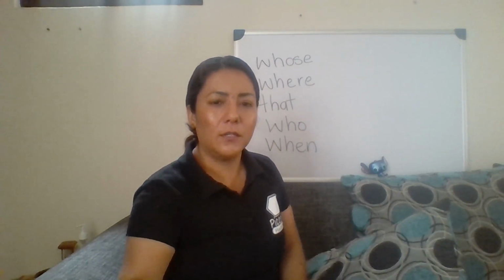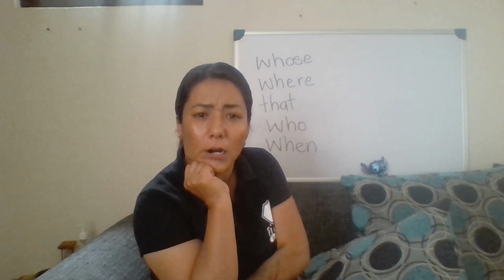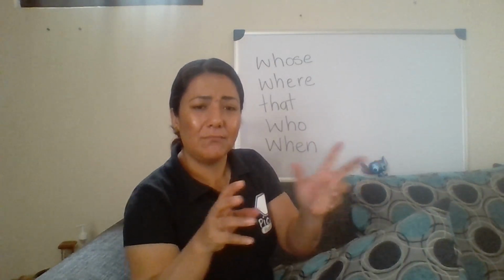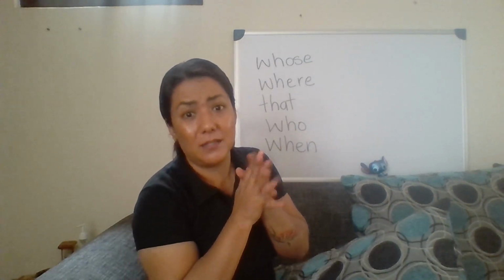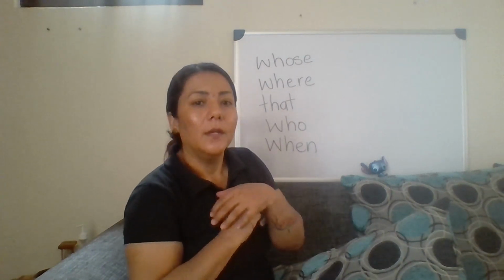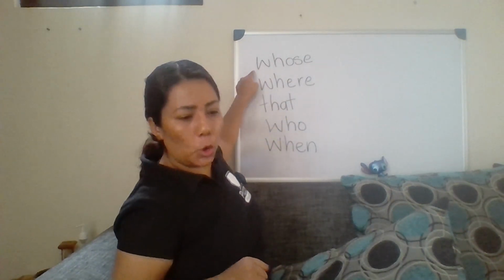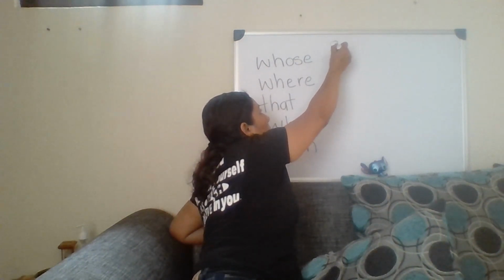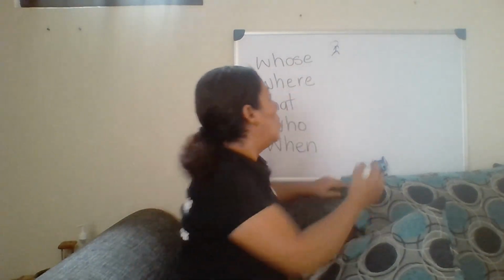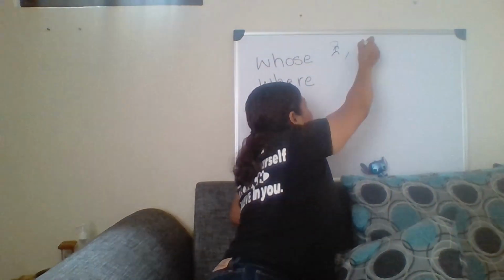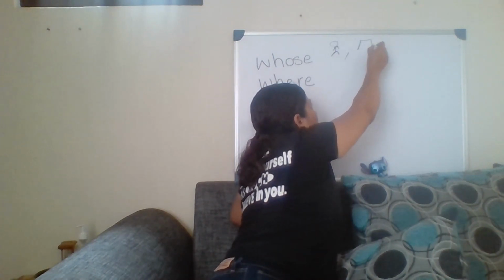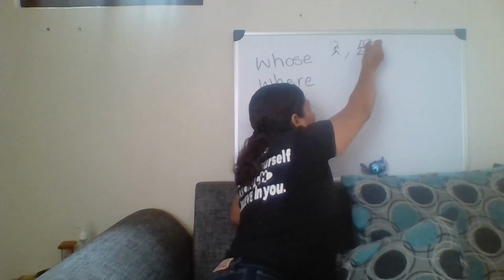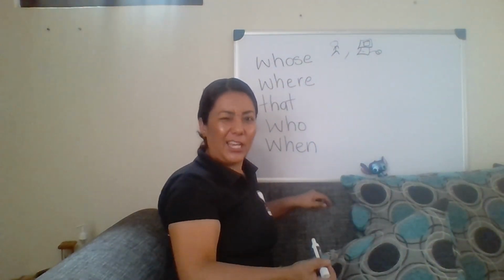Okay? If I ask you, whose car is the red one in the parking lot? That is Teacher Alex's car. Okay? We can use whose when talking about people. We can use whose when talking about things. Computer. That's my picture of a computer. And the mouse and, okay?